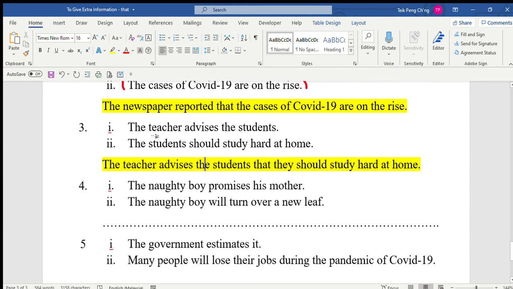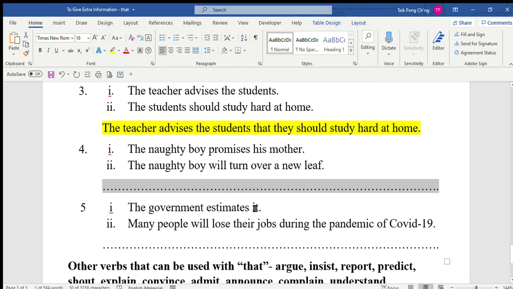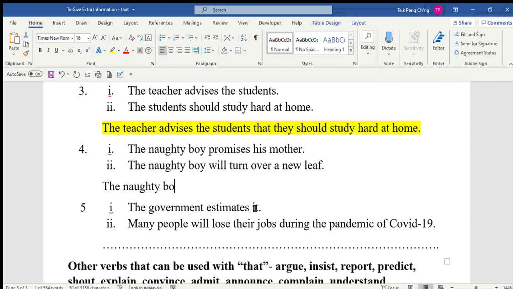And then, of course, we don't want to repeat the phrase the students twice. Okay, so when it comes to the second time, we use the pronoun they to refer to the students. Number 4, the naughty boy promises his mother, and then you want to further explain what he promises his mother. So you use the word that. The naughty boy promises his mother that he will turn over a new leaf.